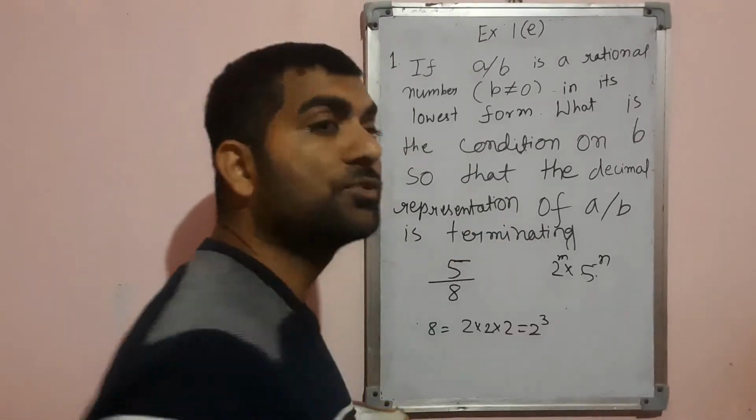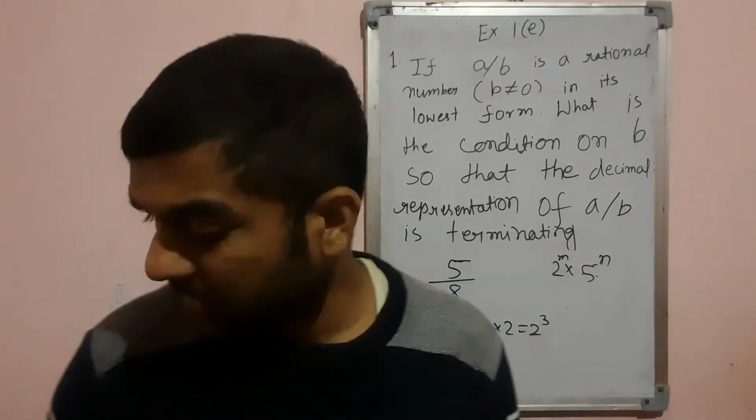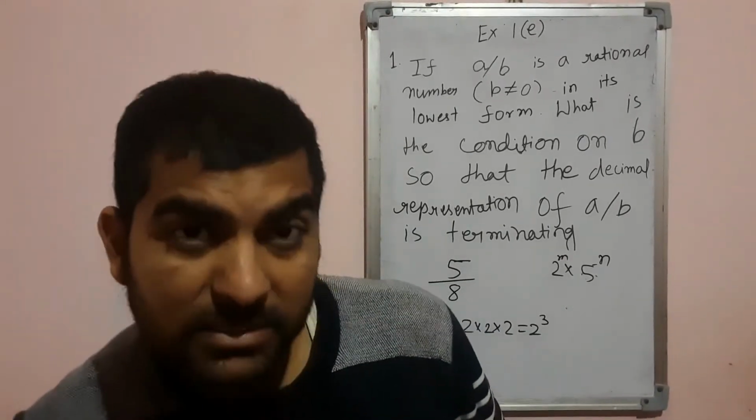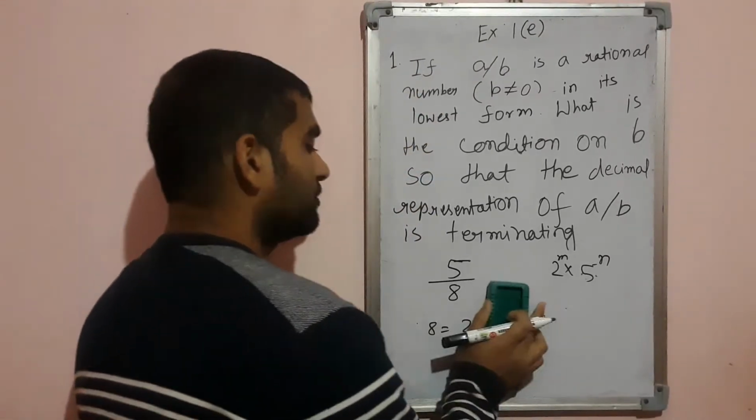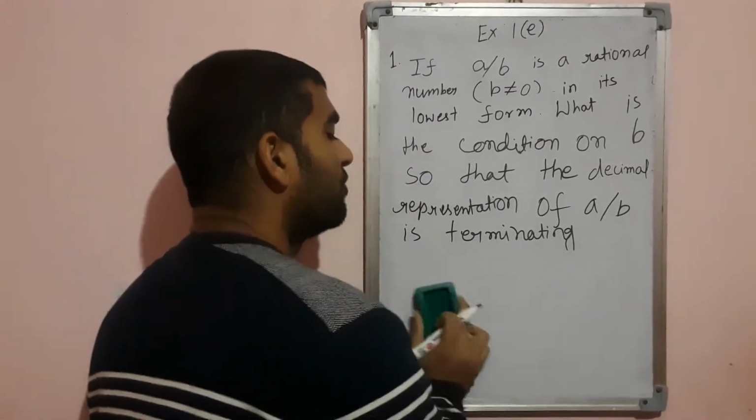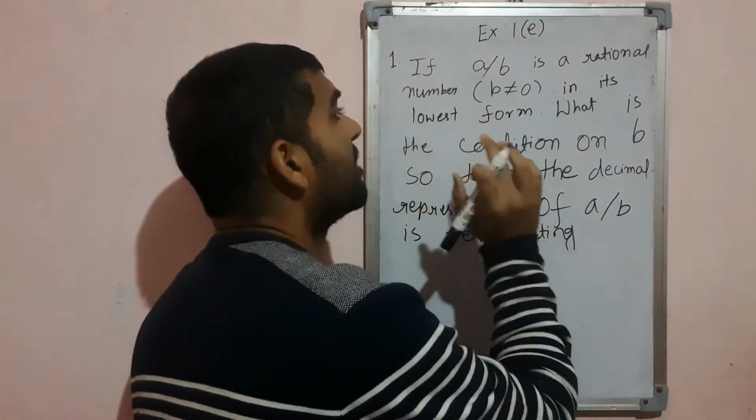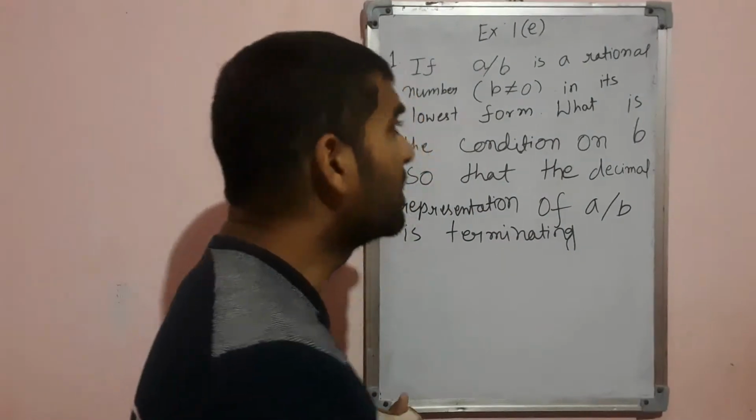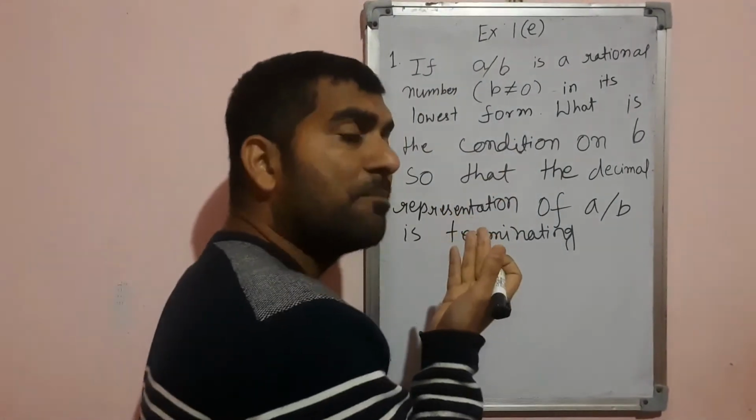Now let us solve question number 1. Okay, we will try to solve. I hope you are clear. We will try to solve each and every question from here. So now read question number 1. If a by b is a rational number where b not equal to 0, see, b not equal to 0 means it is a rational number.